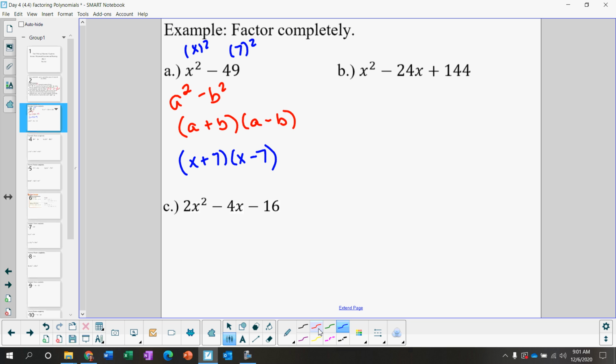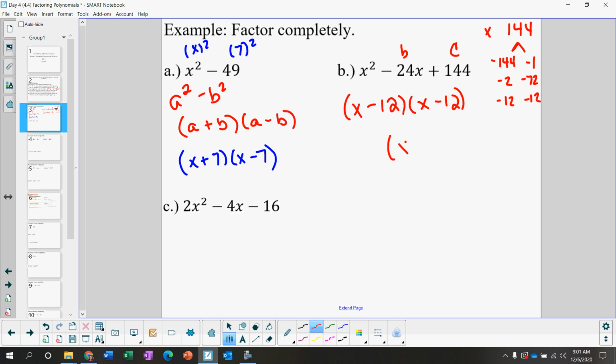For b, we're looking at what multiplies to c, so multiplies to 144, and is going to add to negative 24. So if I'm adding to a negative, but multiplying to a positive, I'm looking at two negative numbers. So I can look at negative 144 and negative 1, or negative 2 and negative 72, and I can keep going through the list until I actually get to negative 12 and negative 12, because these add to negative 24. So my answer can be written as x minus 12 times x minus 12, or x minus 12 squared. Either answer is fine.